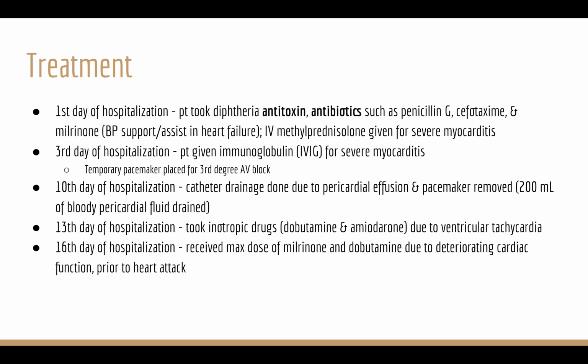On the 10th day, they did the catheter drainage I mentioned before. They removed 200 milliliters of bloody pericardial fluid, which is a lot. On the 13th day, they gave the patient inotropic drugs because of the ventricular tachycardia and because his cardiac function was worsening. They gave him a max dose of milrinone and dobutamine, which happened prior to his heart attack, and then he had the heart attack and died.